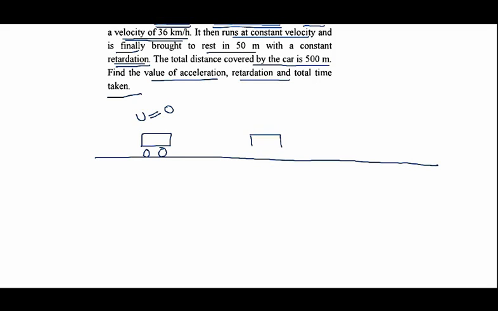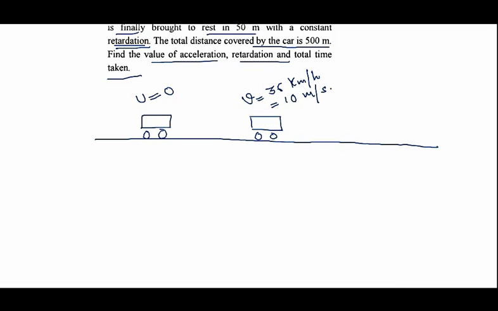After that it travels or accelerates uniformly and attains a velocity of 36 km per hour, or you can simply say it will be 10 meter per second. Is it clear? Now the time taken to attain a velocity of 10 meter per second is 10 seconds. Is it clear? And what we know is, during this motion its acceleration is constant. Is it fine friends? Okay.